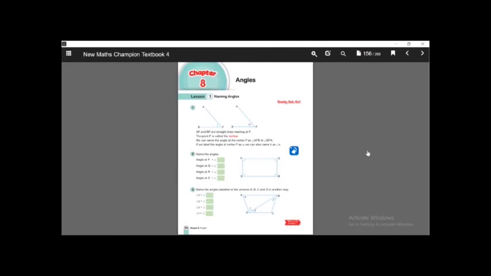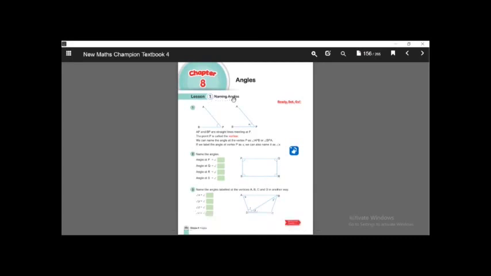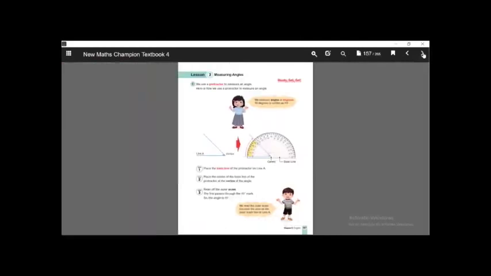Chapter 8. Angles are dissected into several lessons. As you can see here in the first lesson, we can learn about naming angles. You can also have an interactive activity by clicking this icon. There are some quick practices also that help us to understand the concept learned in the Ready and Set Go features. And let's turn to another page.